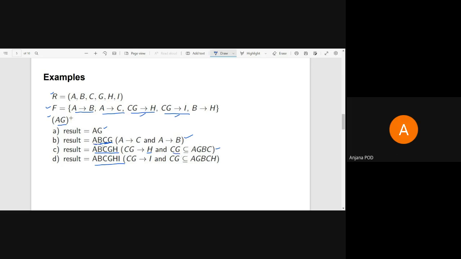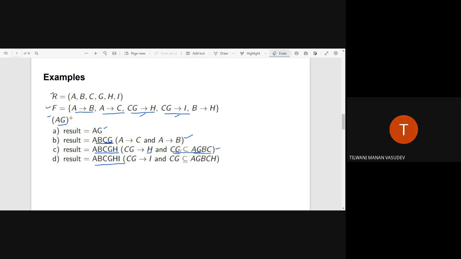It's just that the order of the attributes is different. You can see here it is ABCG. So here CG is an attribute. CG is a subset, right, of AGBC, or you can say ABCG. That is why we are mentioning that CG is a subset.